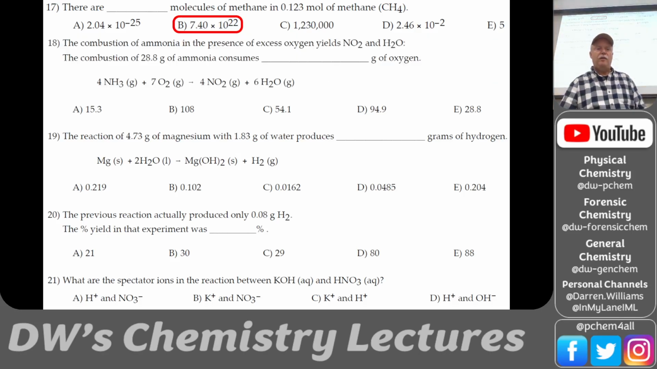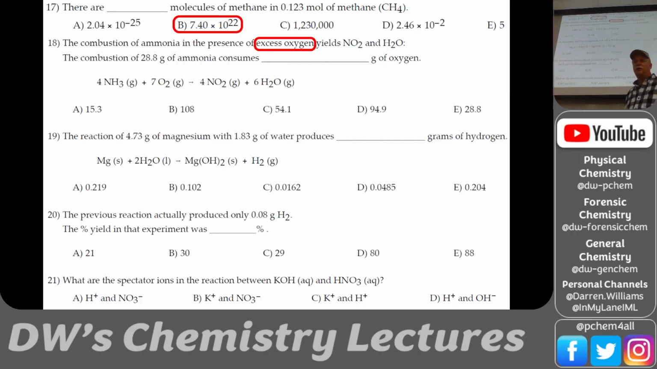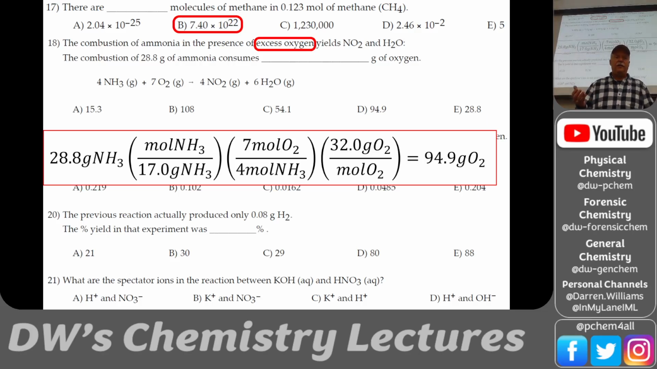A combustion of ammonia in the presence of excess oxygen yields NO2 and H2O. The combustion of 28 grams of ammonia consumes X amount of oxygen. But let me highlight some things in this problem that'll help you. When I look at this problem, I see the word excess oxygen. That means a lot. That means that ammonia is limiting. I'm going to run out of ammonia because I've got more oxygen than I need. So this means that ammonia is limiting.